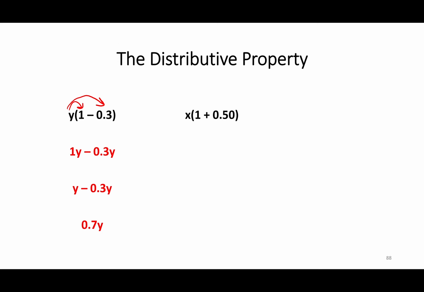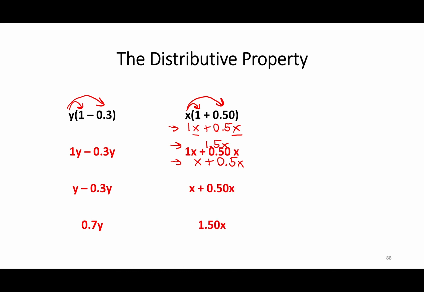Okay. Here, first of all, we distribute. The x has to give cookies to all of its friends. It becomes 1x plus 0.5x, right? And both of these have x's, so you can add them together. 1 plus 0.5 is 1.5x. This option is correct. This option is correct. You could also write the option up top, without the 1, x plus 0.5x. This is also correct. Any of these three answers are correct, as you can see here.